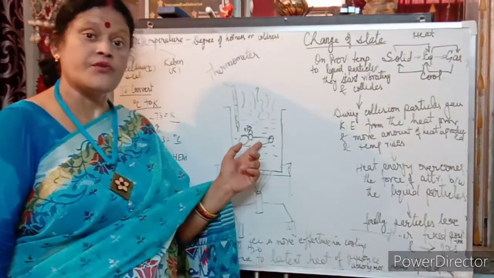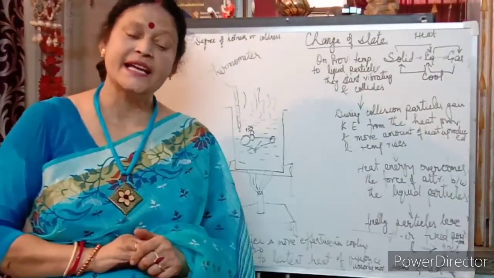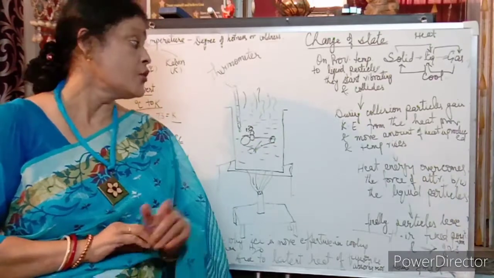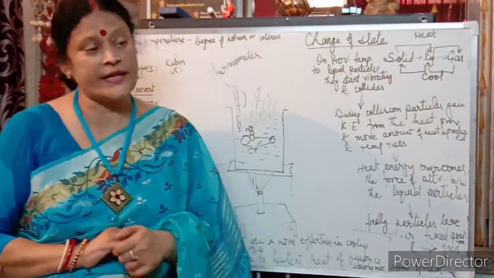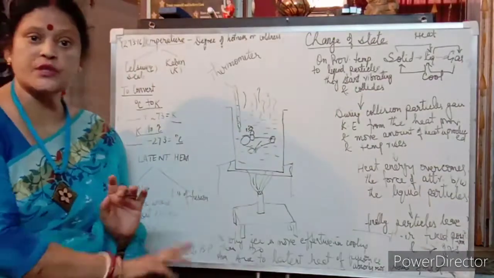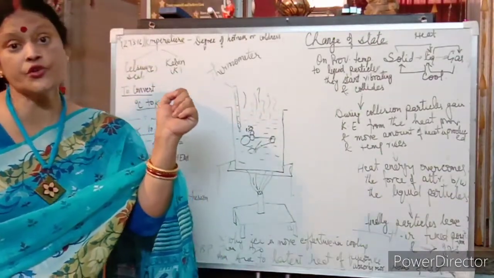And that heat which can't be seen is known as latent heat. So what is latent heat? It is the hidden amount of heat which is used up in conversion of state. That is called latent heat. Latent heat is of two types, latent heat of vaporization and latent heat of fusion.